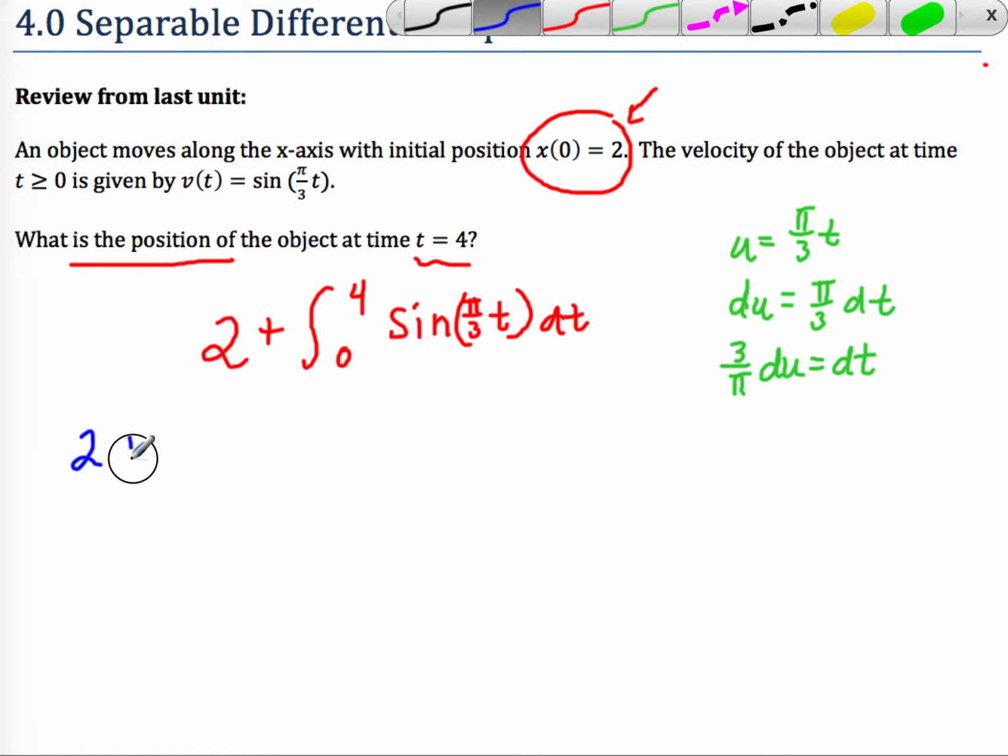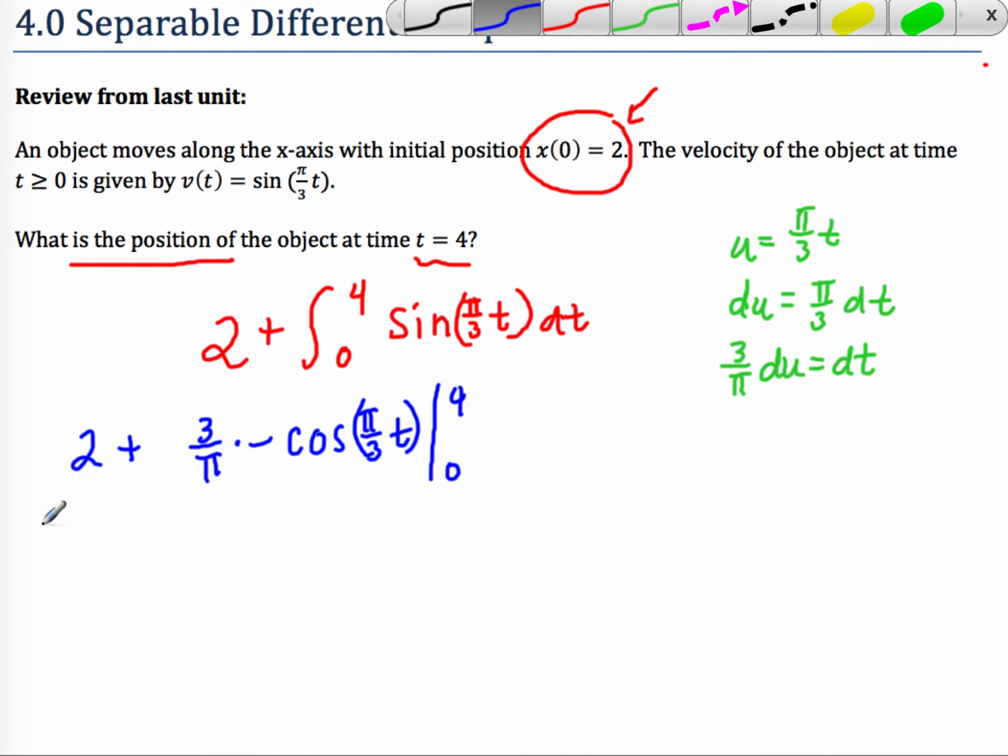I'm going to kind of take the integral without doing all my u substitution. That would just be 2 plus, and then I know I have my 3 over pi out front. The integral of sine is just negative cosine pi by 3 t, and I already took care of that chain rule here by multiplying this out front. And we would normally have plus a constant, but we are trying to find the position from 0 to 4.